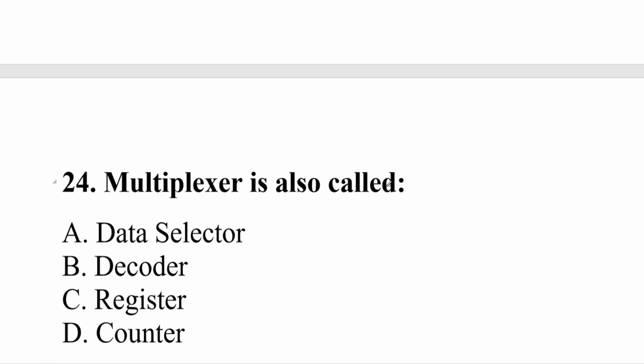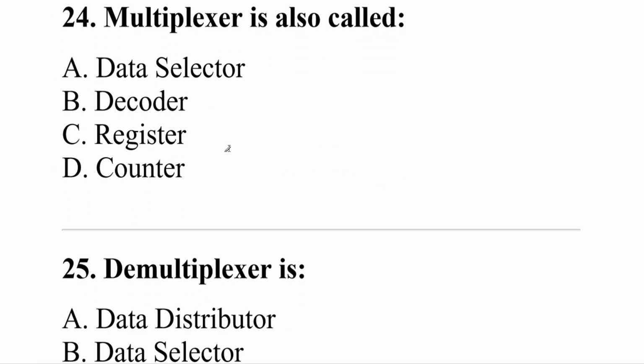Multiplexer is also called option A data selector, B decoder, C register, D counter, and the correct answer is option number A, that is data selector. It selects one input from many. Question number 25.